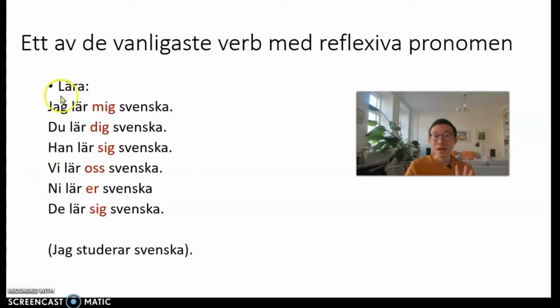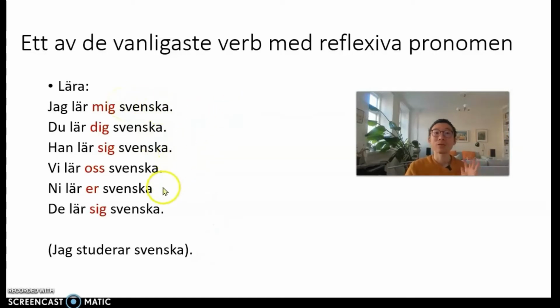Men om du inte använder lär, om du använder studerar, då säger du bara jag studerar svenska. So if you don't choose the verb learn in Swedish, if you choose the verb study, then you don't need to have the reflexive pronoun. Then you only say, jag studerar svenska, I'm studying Swedish. Okej.